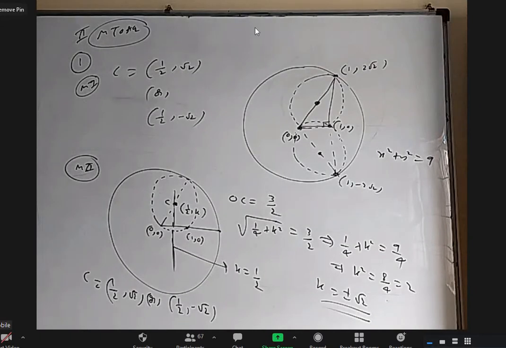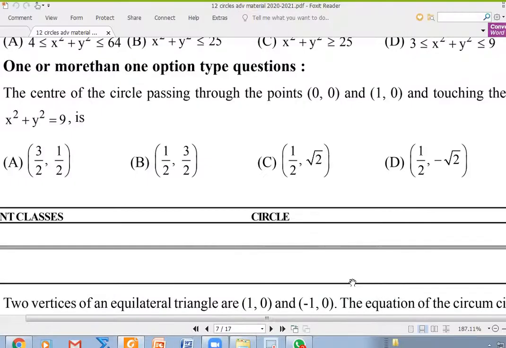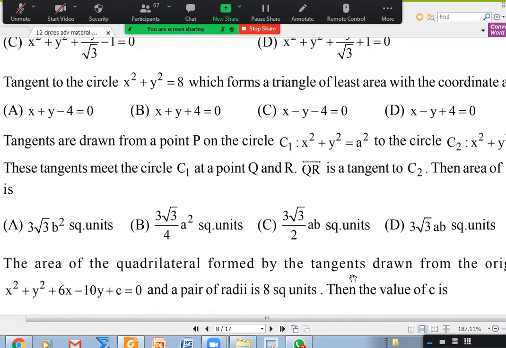Is the first one clear? Yes, sir. Okay. Those who completed the first one, you can try the third one, which has more than one answer.